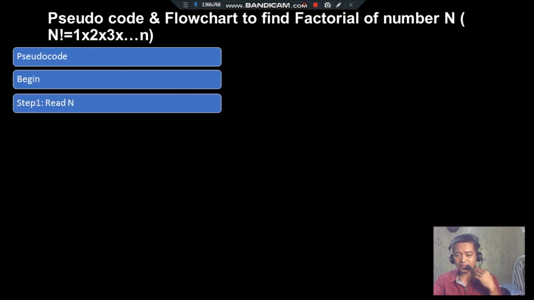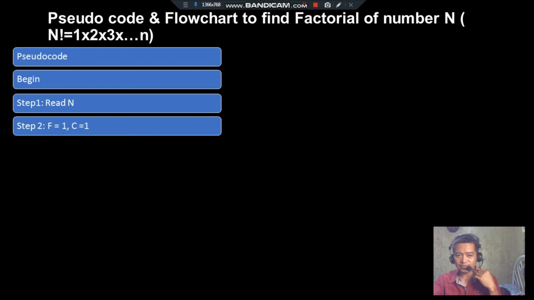So, read the value of n. Then, initialize natin yung factorial at yung counter. Yung counter, nag-start siya ng 1 kasi obvious 1 to. Tapos, increment natin by 1 yan. Plus 1, 2, plus 1, 3, and so on and so forth hanggang ma-reach ang n.